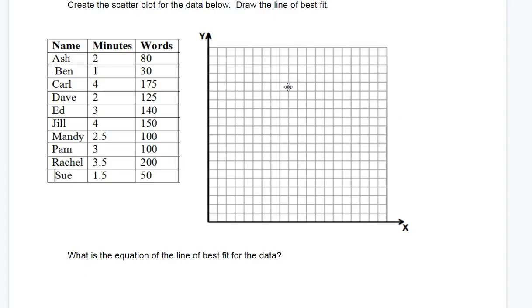Okay, and our next example: create the scatter plot for the data below and draw the line of best fit. So I'm going to plot our data manually. Scaling our axes here, it looks like I need to get to 200, so I'm going to count these by tens. 10, 20, 30, 40, 50, 60, 70, 80, 90, 100, 110, 120, 130, 140, 150, and this up here is going to be 200, way up here.